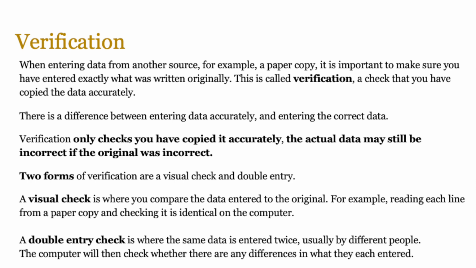A double entry check is where the same data is entered twice, usually by different people, but it could be the same person. Think about your password entry, you have to type it in twice. The computer will then check whether there are any differences in what was entered in both instances by comparing one set to the other. And if it matches, then everything's okay. If it doesn't match, then it identifies the mistake.